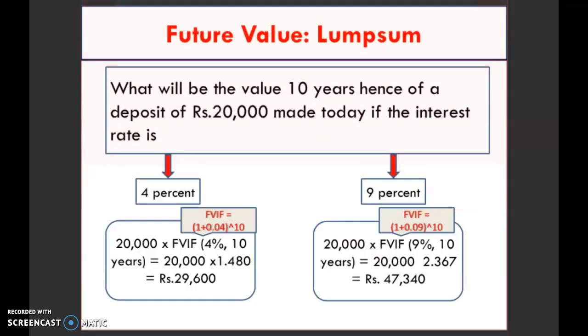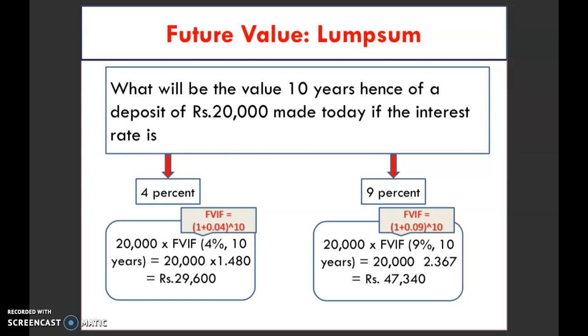So first one, what happens if one deposits one lump sum amount for a period of 10 years at a rate of interest of 4%? Say for example, you have deposited a lump sum amount of 20,000. That is, you made this investment just once and forgot this money for 10 years, and you want to know what is the amount you would get at the end of the investment period.